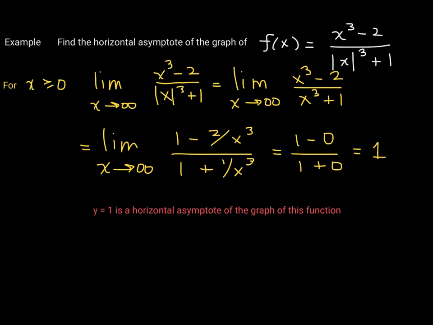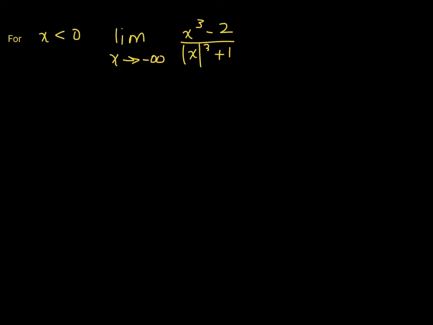All right, very good. What we want to do next is consider x values that are less than 0. In other words, the limit as x goes to negative infinity. Let's do that. For this case, for x values that are less than 0, we are calculating the limit as x approaches negative infinity of our function.